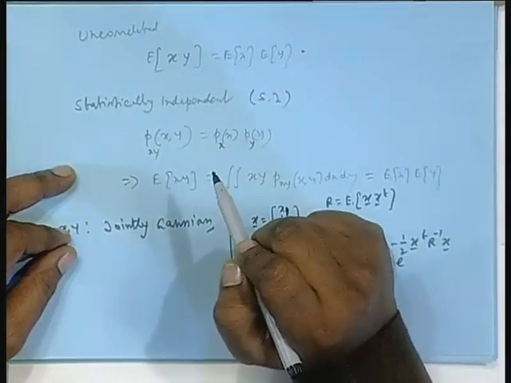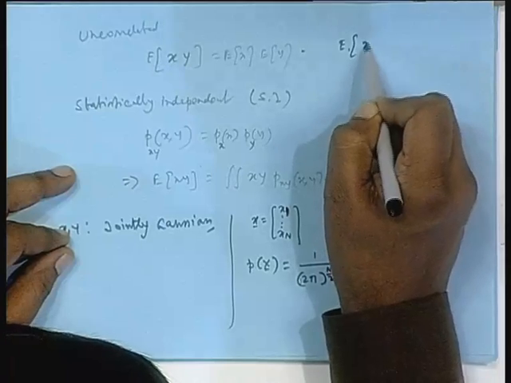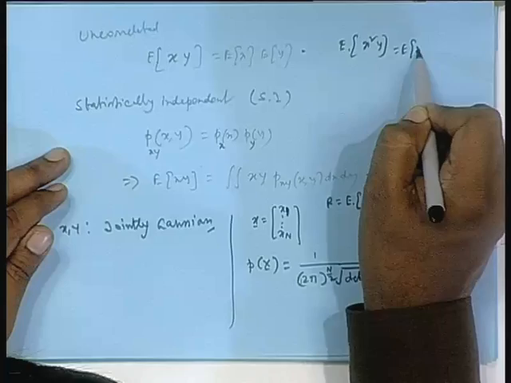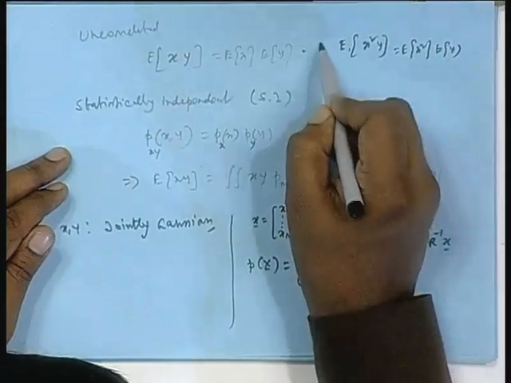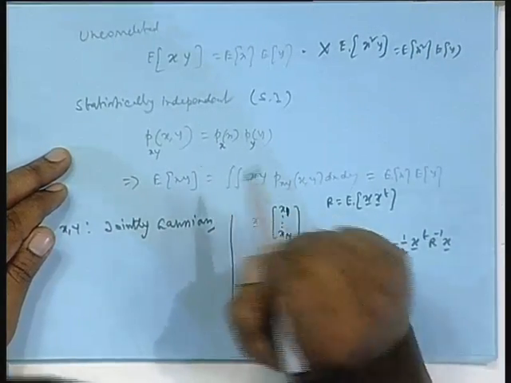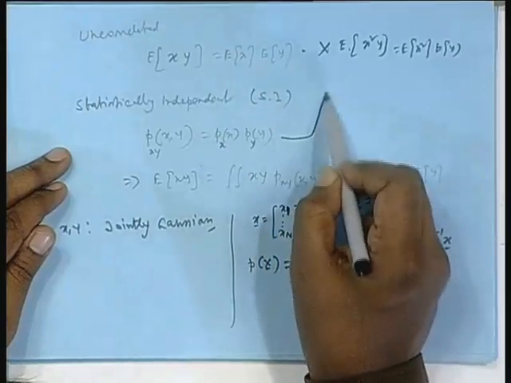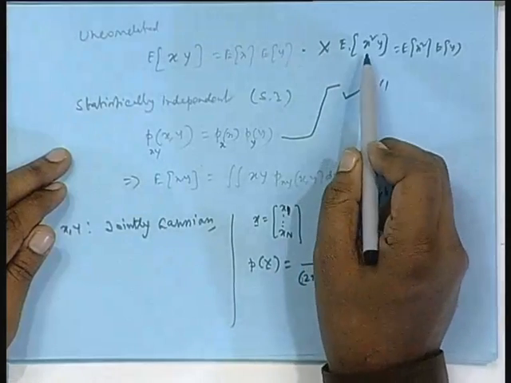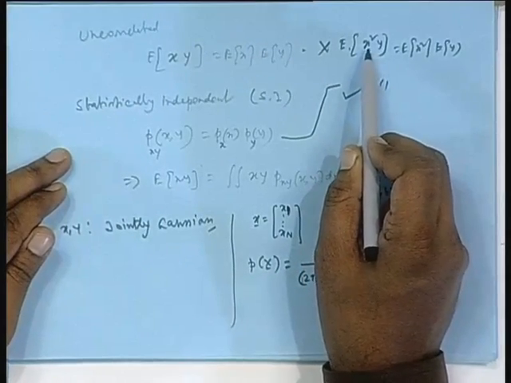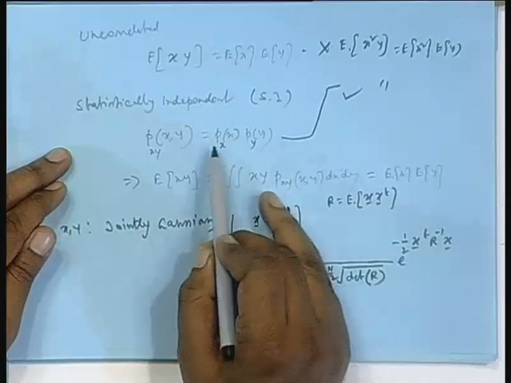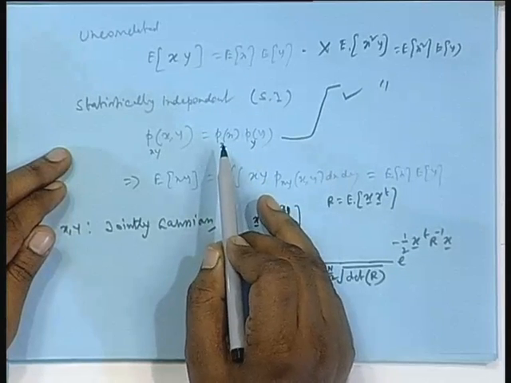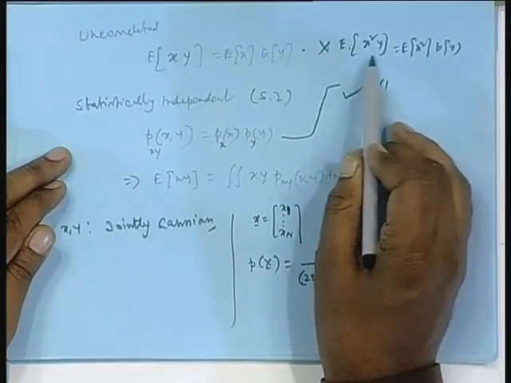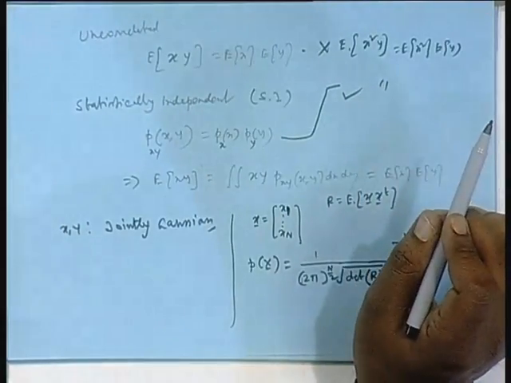Suppose uncorrelatedness is given. It will never mean that E of x square y is E of x square into E of y. But if statistical independence is given, then this will be true, because the joint density of x square and y will still satisfy this. If x and y are statistically independent, x square and y also are statistically independent. So you multiply with the respective joint density and then you can separate out, and you get this.